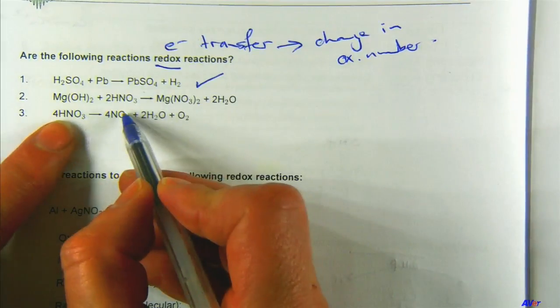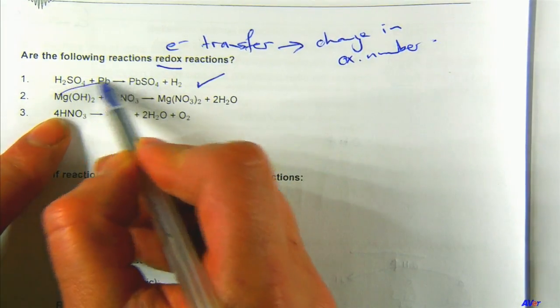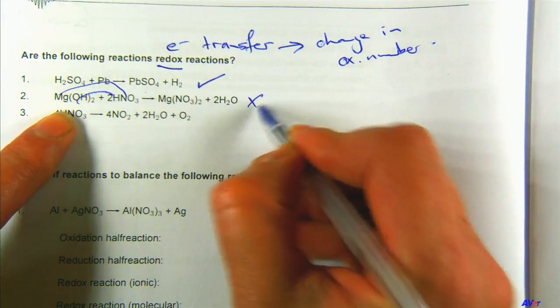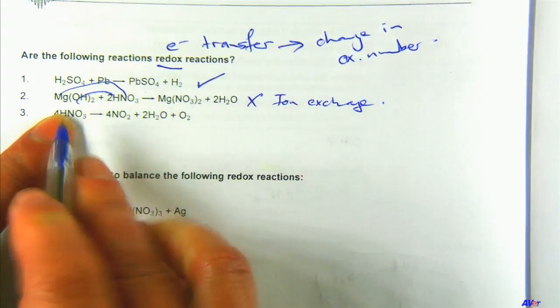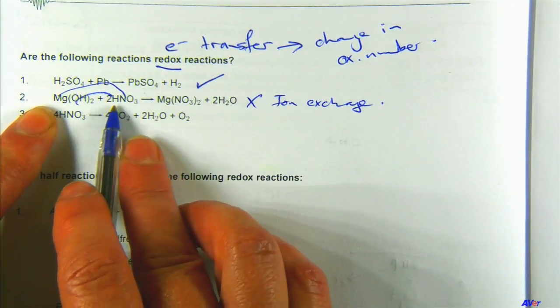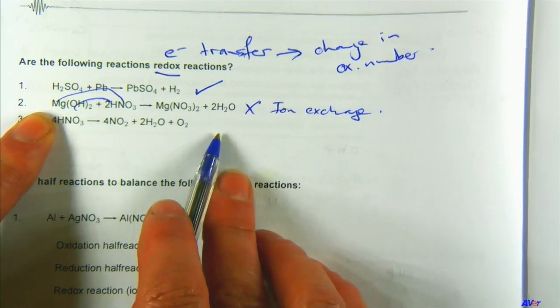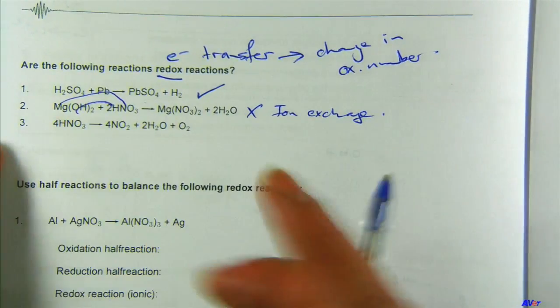How about the next one? Is that a redox reaction? No, that is actually ion exchange. Right, the magnesium is still +2 on that side. The hydrogen is still +1 on that side. Nothing changed charge. It just swaps places.